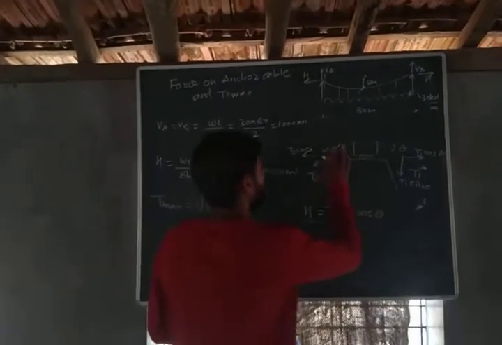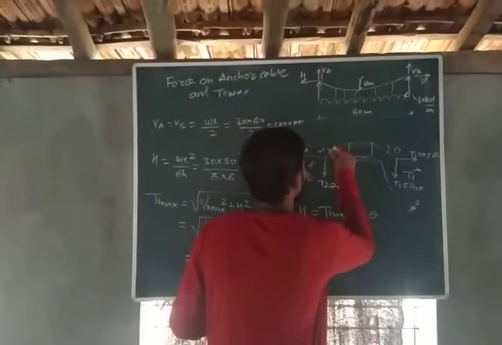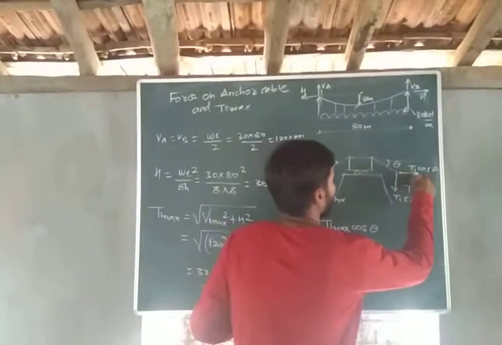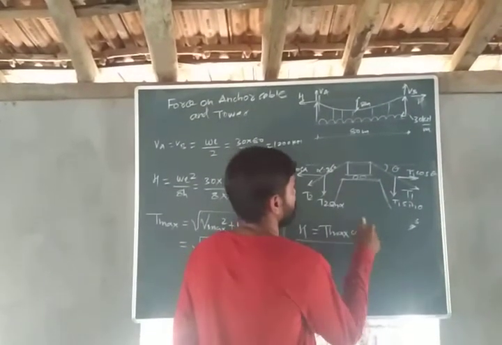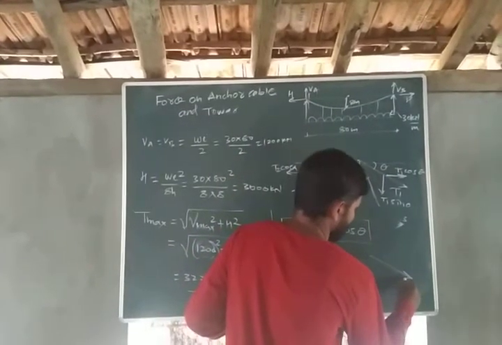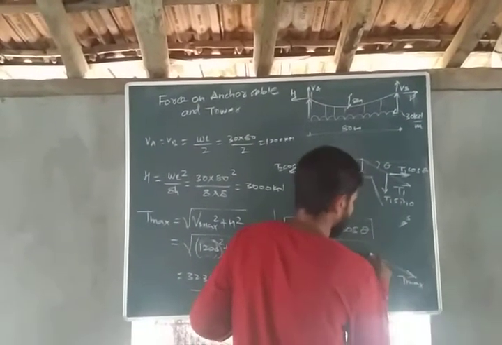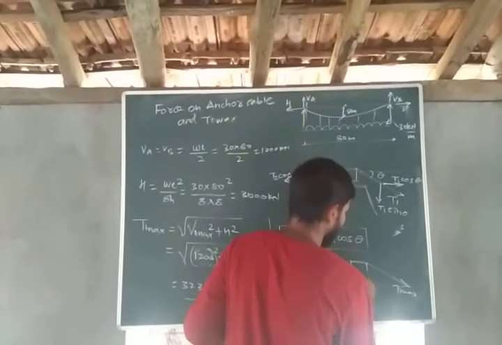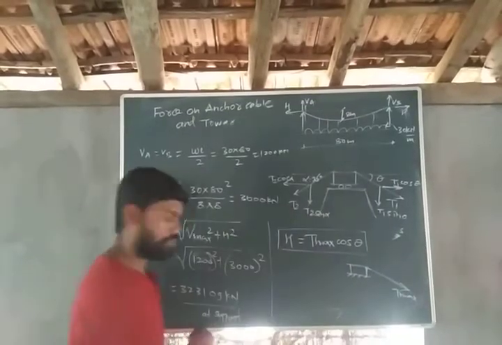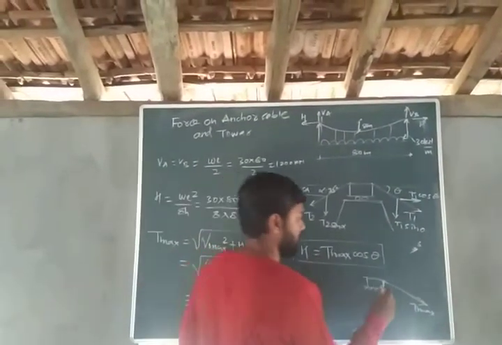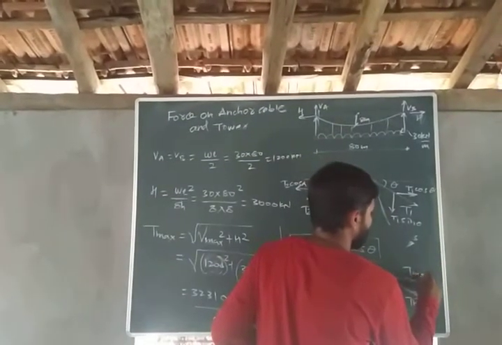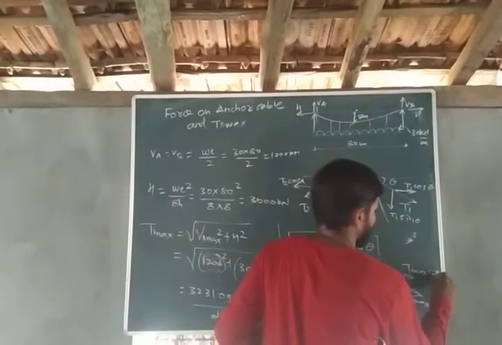Sorry, the alpha value is given. We want to calculate the theta value. How will you calculate? H is equal to T max cos theta. How does this equation arise? This is your tension T max, and it is generated at the support. At the support location your T max acts. Now what will be its horizontal component? It will be T max cos theta.